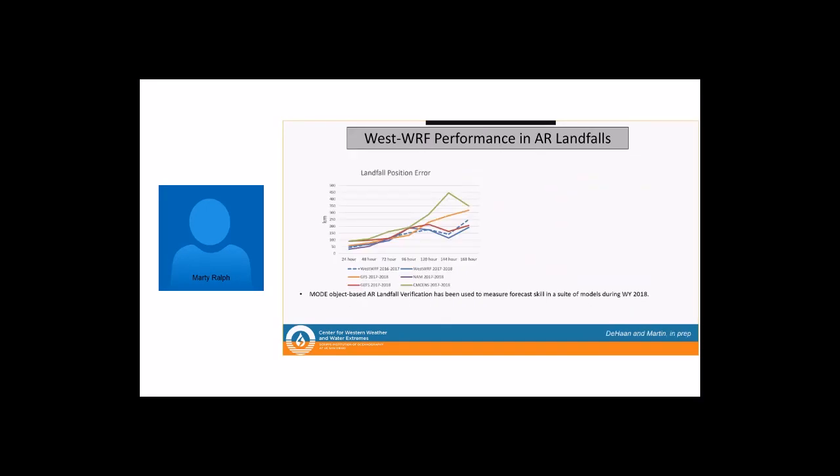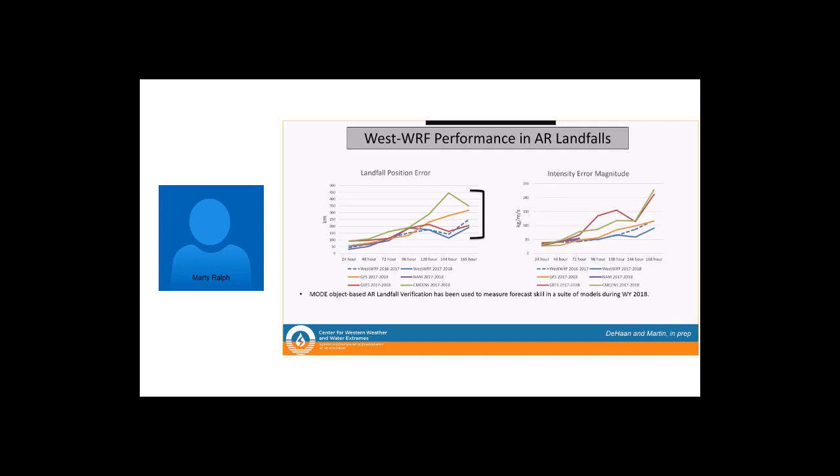Now on the next slide, I'm looking at the performance of what we call the West Wharf model. That's our AR model, on AR landfall position error forecast skill. What you see on the horizontal axis is different lead times from 1 day out to a week, and the error in landfall position in kilometers on the vertical axis. I'll highlight that the blue curves are our West Wharf model. And you can see in the first couple days they're doing as well as any other model we're tracking here, which are some of the major models in the U.S. and the Canadian model. But as we get out to farther lead time, it's doing noticeably better.